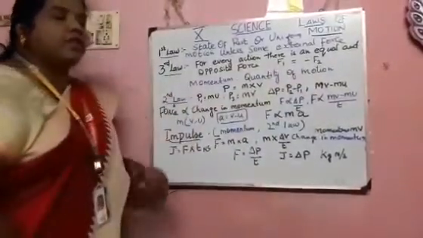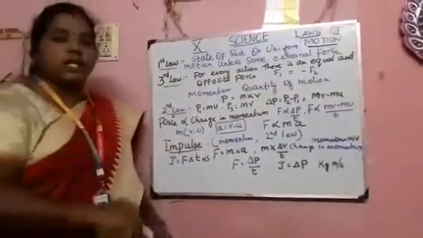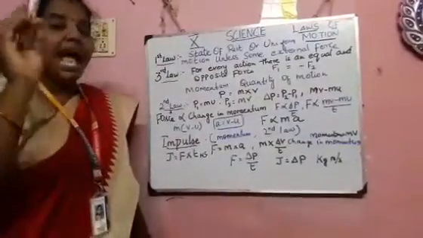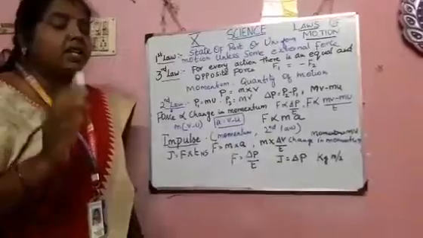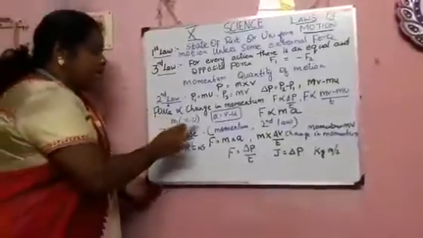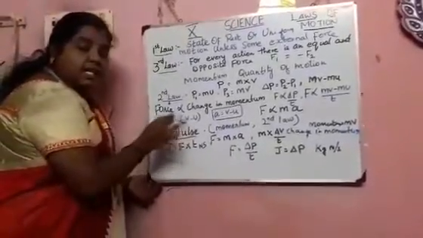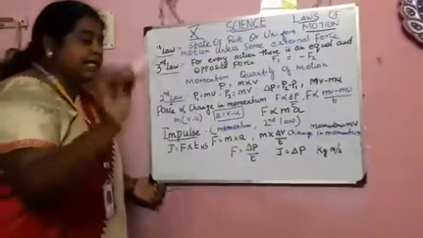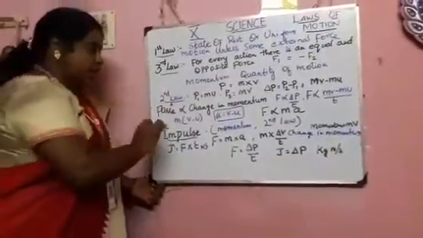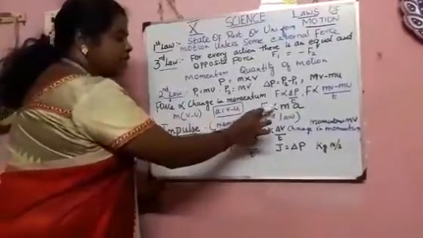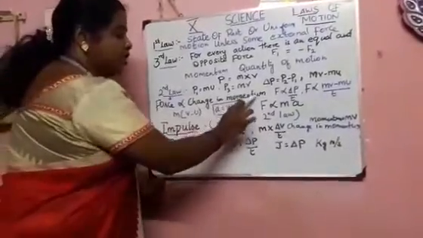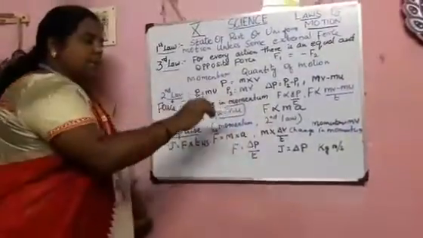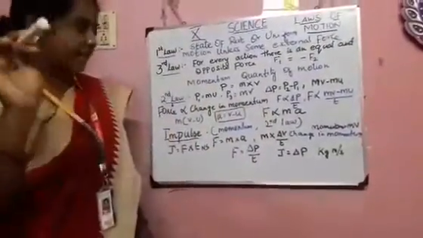So V minus U is the change in velocity. We know that change in velocity is indicated as acceleration. What is meant by acceleration? Change in velocity. So in place of change in velocity, that is V minus U, you can substitute the symbol A. A means acceleration. So F is directly proportional to the change in momentum, M into A. So F is directly proportional to MA. This is the second law.